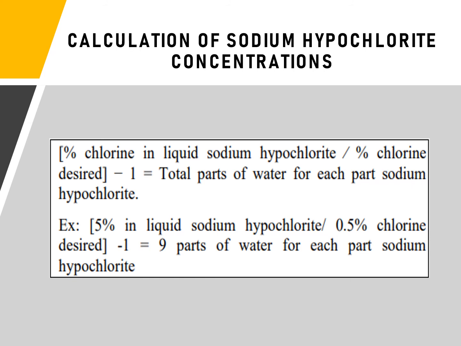That will give you a ratio of 1:9, wherein 1 is the concentration or the amount of sodium hypochlorite that you're going to use. You have to dilute that one to 9 parts of water. So that's how you prepare your household bleach.